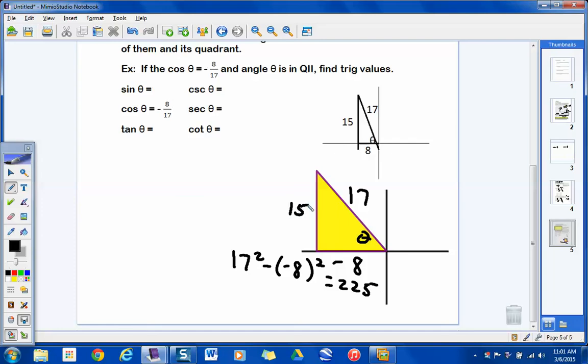So what's the sine's value here? 15 over 17. So your cosecant would be 17 over 15. And then the secant is 17 over negative 8, negative 17 over 8. Tangent would be 15 over negative 8, opposite leg over adjacent, so negative 15 over 8. And the cotangent is negative 8 over 15.